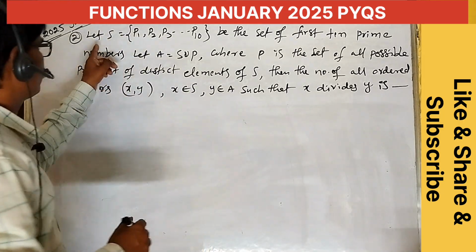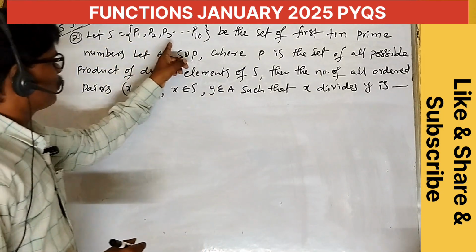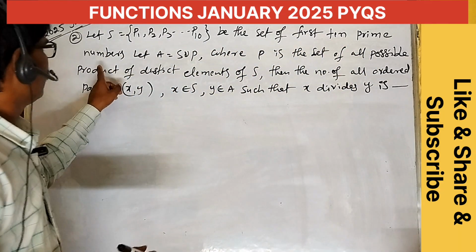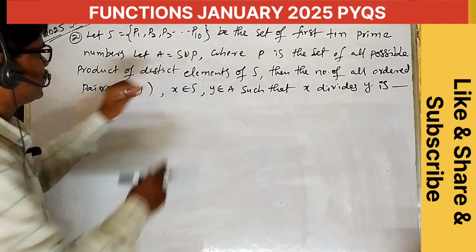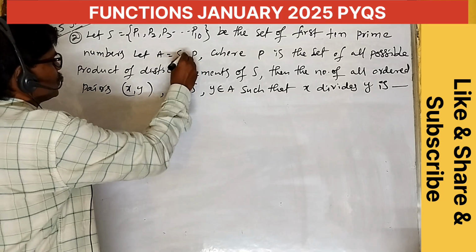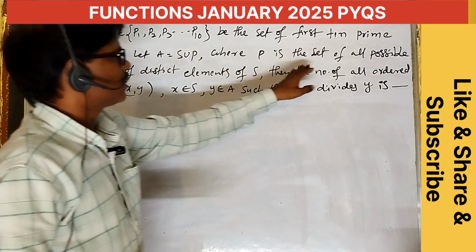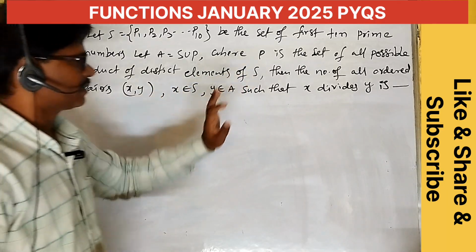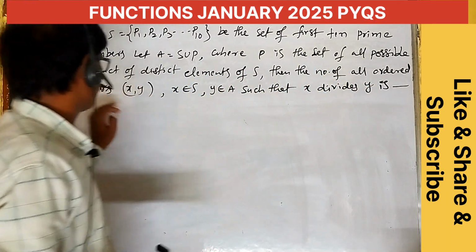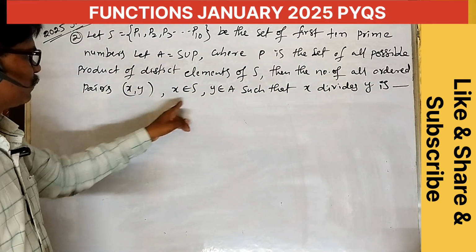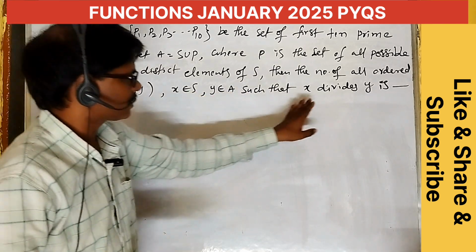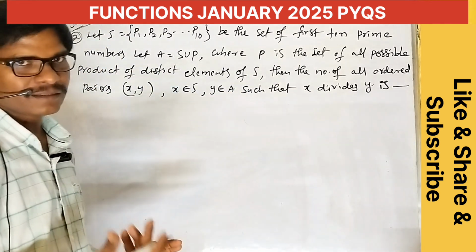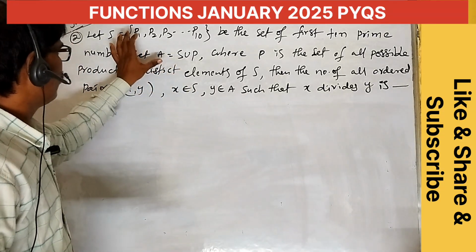Question number 2. S is equal to P1, P2, P3, and so on up to P10, the set of the first 10 prime numbers. Let A be equal to S union P, where P is the set of all possible products of the distinct elements of S. Then the number of all ordered pairs (x, y) such that x belongs to S, y belongs to A, and x divides y is, what? This is an integer type question.